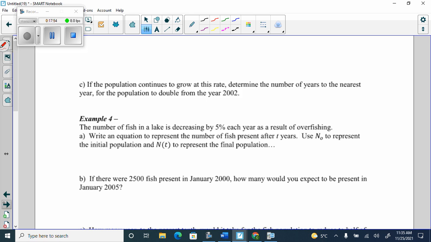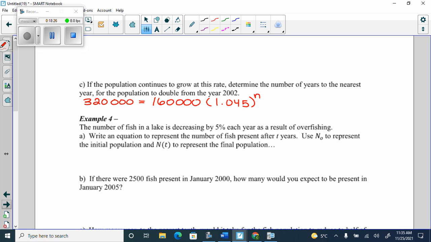Anyways, here's your C. So C says, if the population continues to grow at this rate, determine the number of years to the nearest year for the population to double. So how many was there? What was your population? 160,000 was the initial. What's the final going to be now? 320,000. And I still have 1.045 to the N. Now they want to know N.